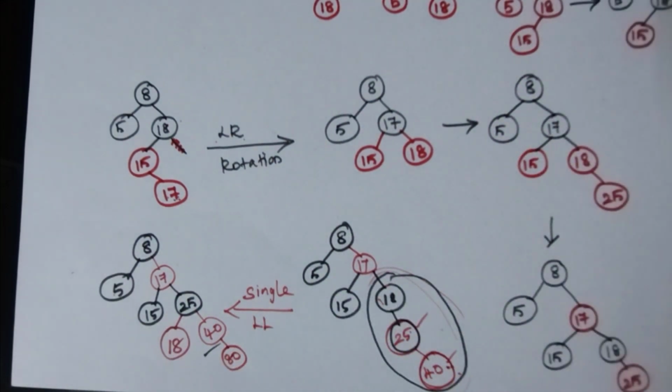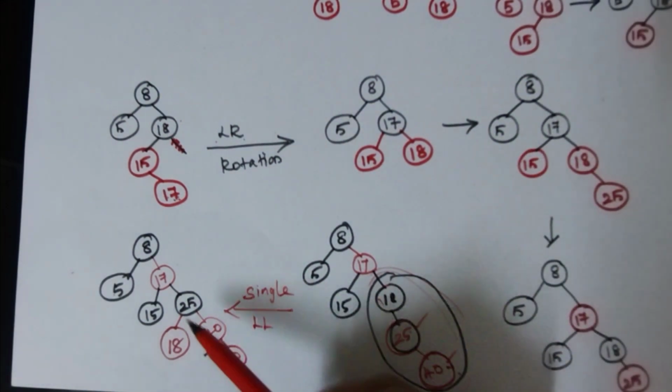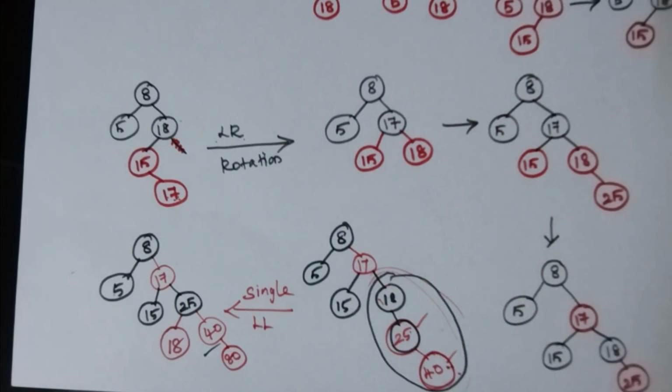Now I placed 80 here. 80 gets inserted here. If you check here, again it is violating the property. That is two consecutive red nodes in this path. So what shall we do? Check the color of the uncle. Now the color of the uncle is red. If it is red in color, what will we do? We will perform recoloring. And where do we apply recolor? Apply recolor on parent, grandparent and uncle.